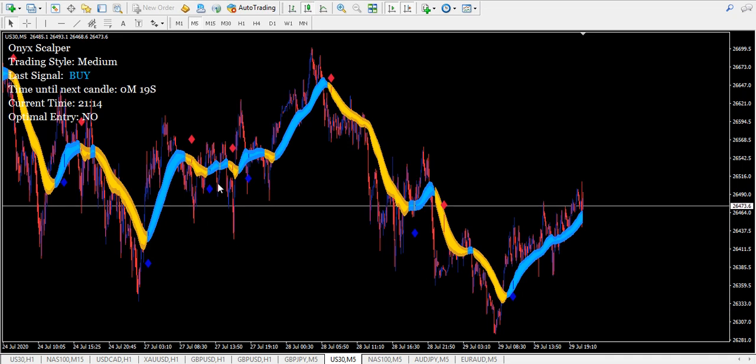Very simple, guys. So the name of the strategy is Onyx Scalper. This is a scalping strategy. It works on M1, M5, M15. It doesn't work on the higher time frames. So this is for you guys who love your heart to beat, this is for you. If you want to make quick, consistent money, this is what you need to do, okay?